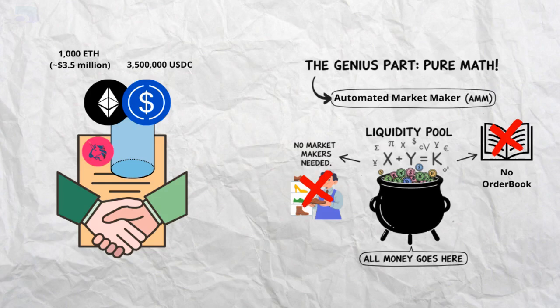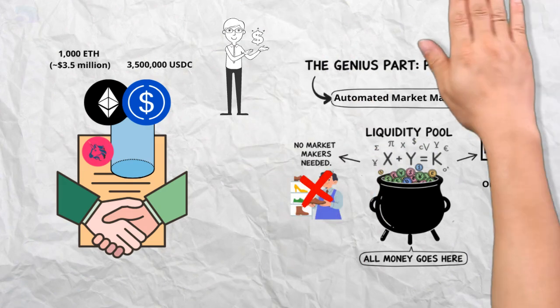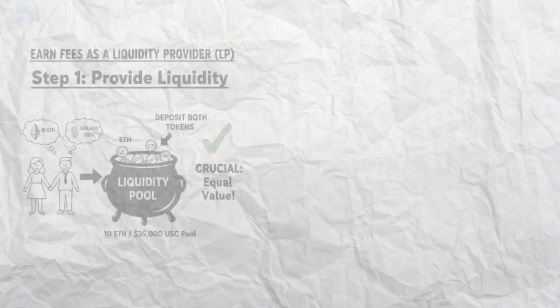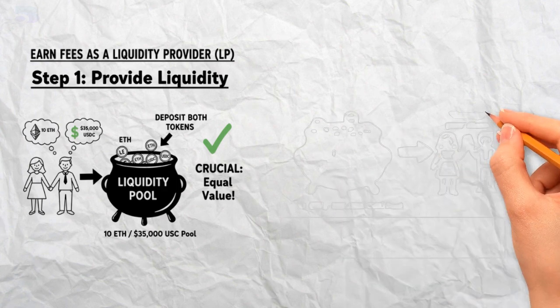But wait, if there's no market maker, where does the money in the pool come from? This is where everyday people like you and me come in as liquidity providers, LPs. Here's how it works. Step 1. You provide liquidity. Let's say you have 10 ETH and 35,000 USDC. You can deposit both into an ETH/USDC pool. Notice, you need to provide equal value of both tokens. This is crucial.